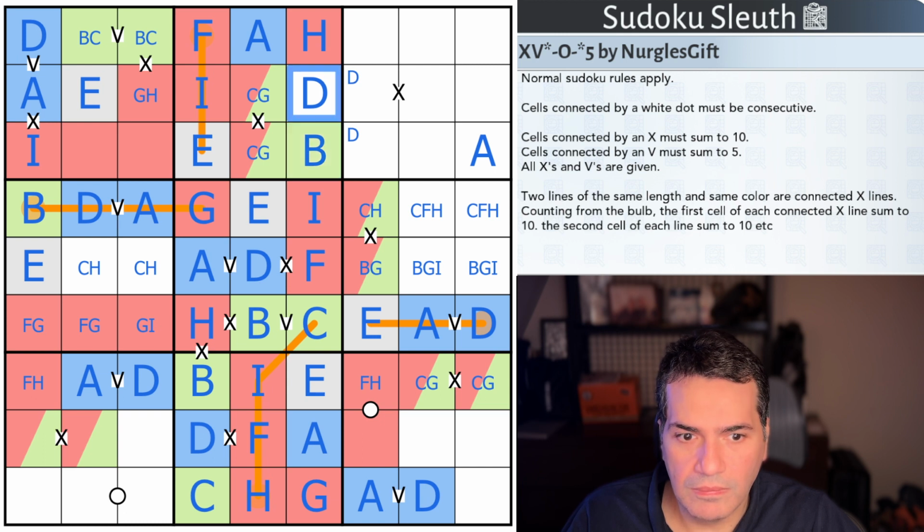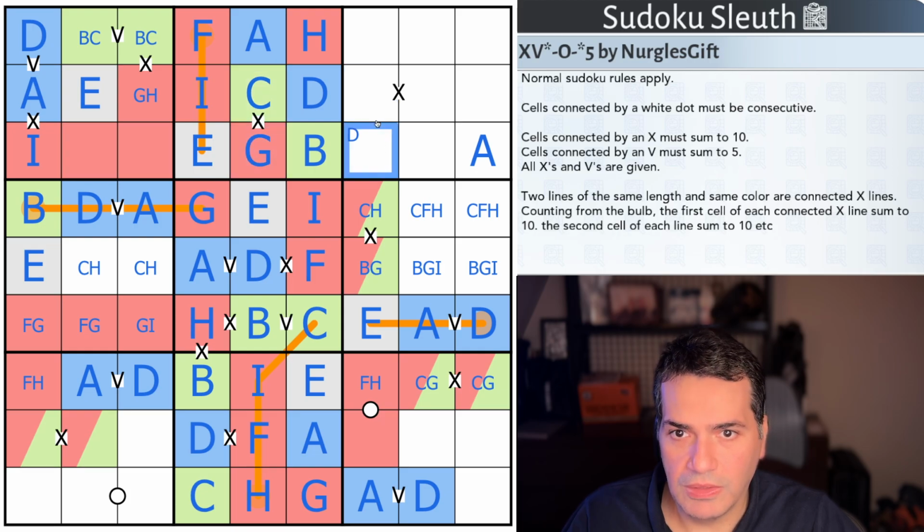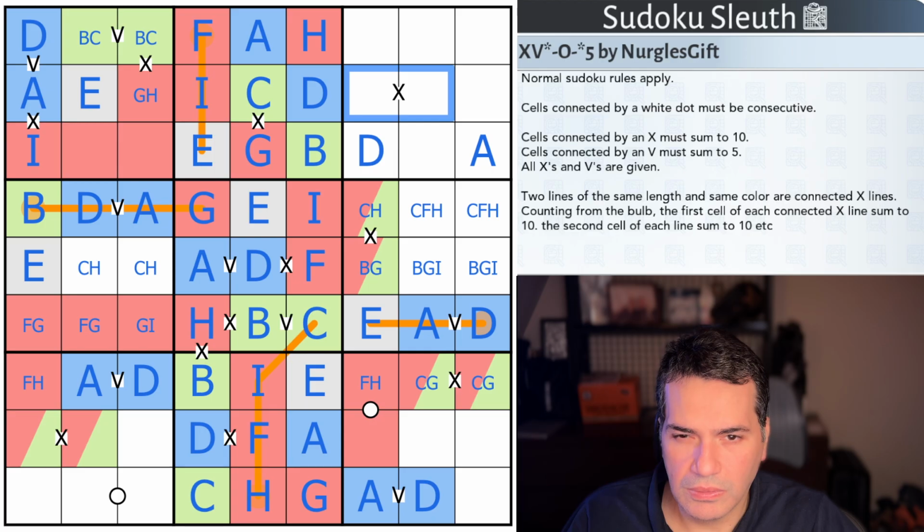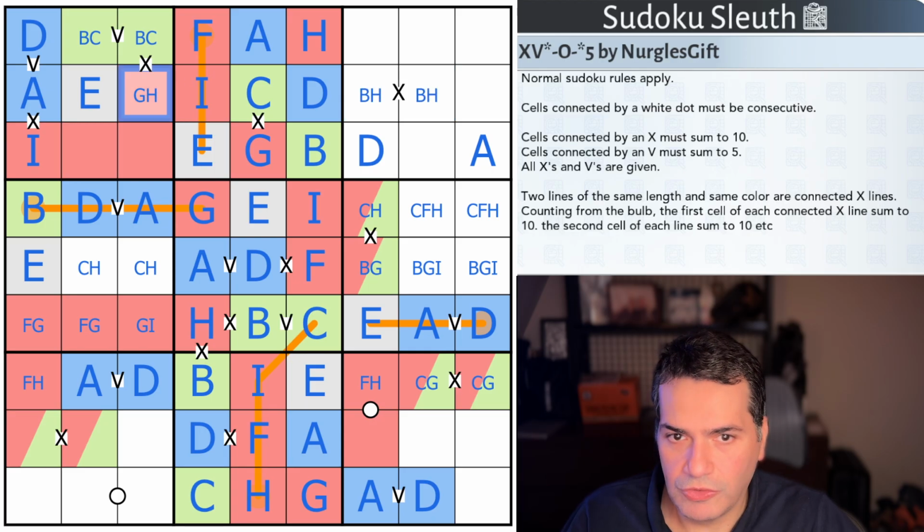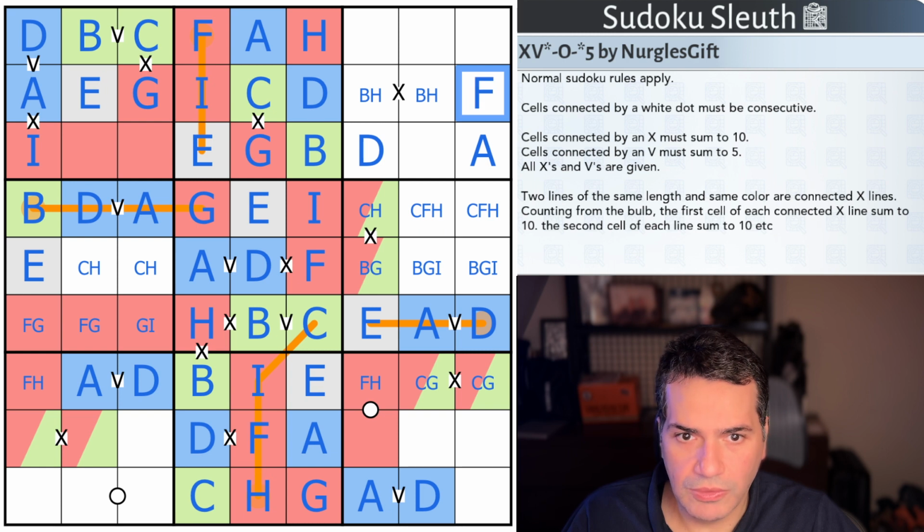And then blue. That can't be C anymore. Nope, wrong way around. That is C. That is G. That can't be D. That is D. This is BH now in some order. Can't tell the order yet. And therefore this has to be G. This has to be C. This has to be B. This needs to be F from the looks of things. This is not F. This is the only place for F.